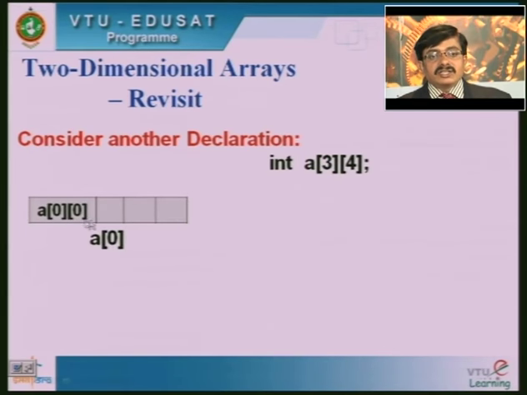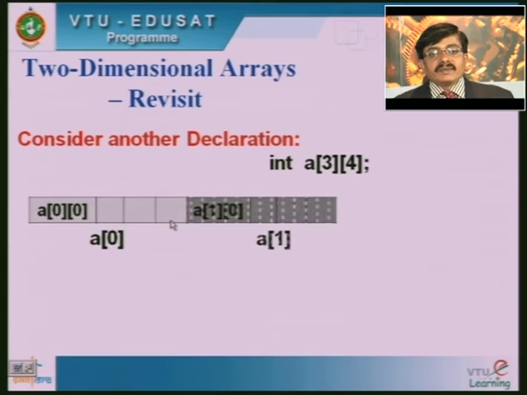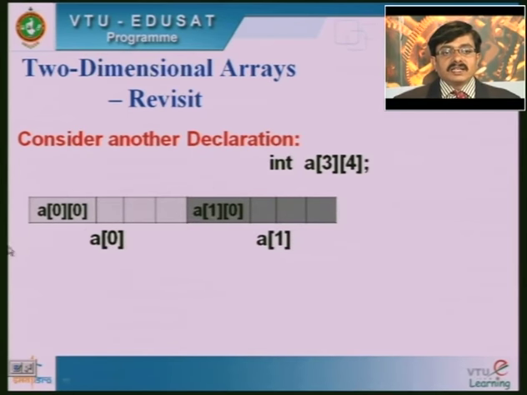So each row will have 4 elements: 0 0, 0 1, 0 2, 0 3. Immediately the 0th row is followed by the elements of the first row. When the first index is 0, it means they are 0th row elements. When the first index is 1, these are the first row elements. Again we have 4 columns, so 4 elements: a of 1, 0, a of 1, 1, a of 1, 2, and a of 1, 3.